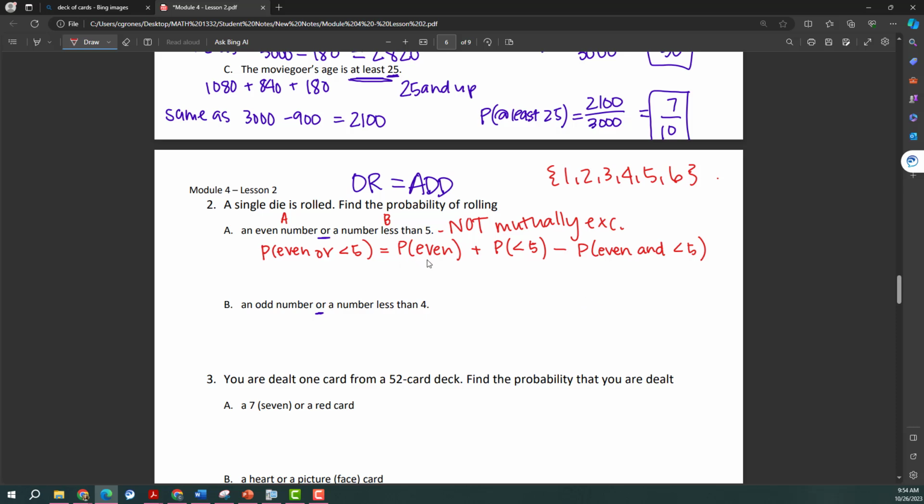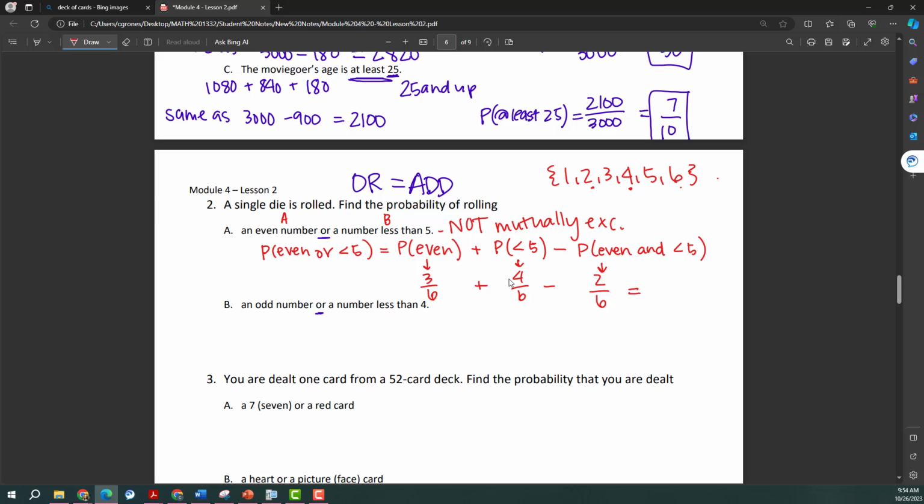So the probability of rolling an even number, we have 2, 4, and 6. So we have 3 out of those 6 numbers that are even. And then we'll add that to the probability of being less than 5. The numbers that are less than 5 are 4 and down. So we have 4 out of those 6 that are less than 5. And then the probability of being even and less than 5. Out of these 4 numbers that are less than 5, we have 2 and 4 that are even. So we have 2 out of 6.